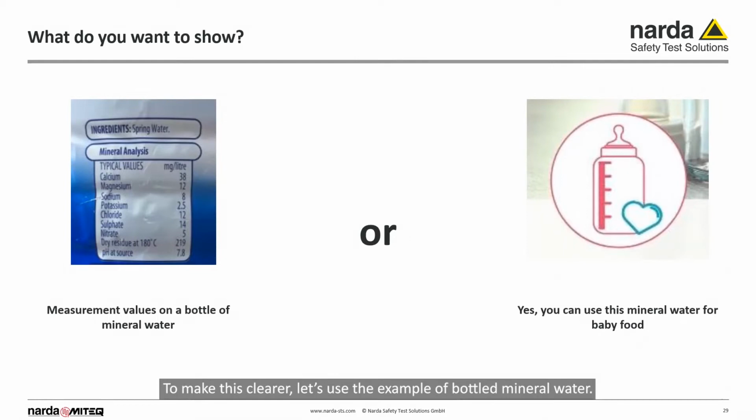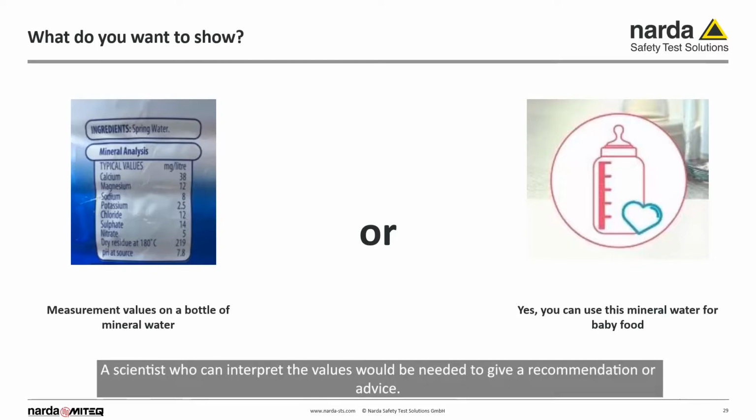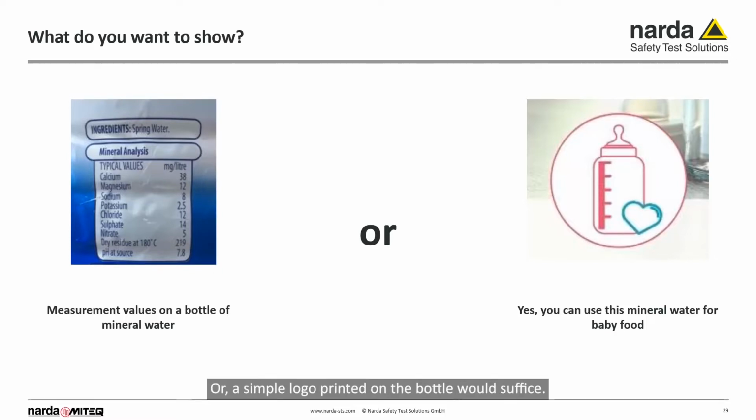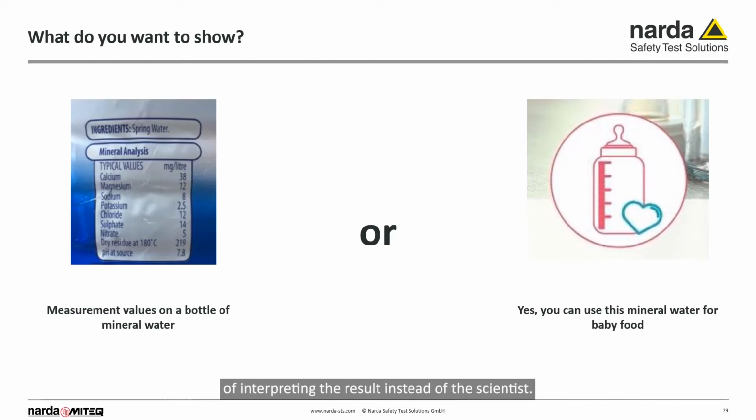To make this clearer, let's use the example of bottled mineral water. As required by law, the contents are listed in detail on the bottle label. But these values are of little use for someone who simply wants to know if the water is suitable for preparing baby food. A scientist who can interpret the values would be needed to give a recommendation or advice. Or a simple logo printed on the bottle would be sufficient. So when measuring field strengths, displaying the result as a percentage of the limit value does the job of interpreting the results instead of the scientist.